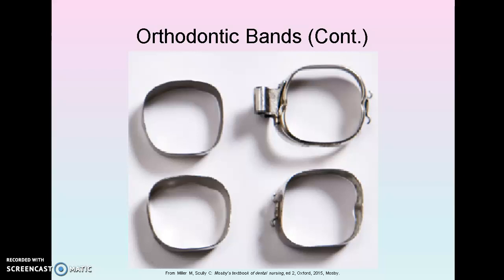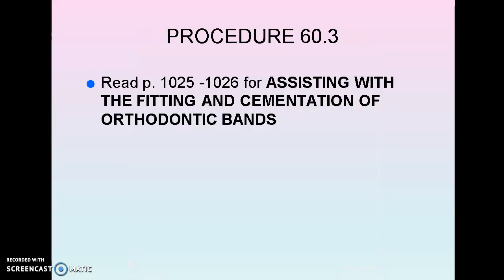Here's a look at those orthodontic bands. The two on the left are plain, they don't have any auxiliaries. The others, the top right has a lingual little cleat, those little two prongs, and then they have buccal tubes and a place to place headgear. And the bottom right just has a little cleat to attach a rubber band. Here is another procedure that you need to be familiar with, procedure 60.3, again in your Modern Dental Assisting book on pages 1025 to 1026, to be familiar with assisting with the fitting and cementation of orthodontic bands.